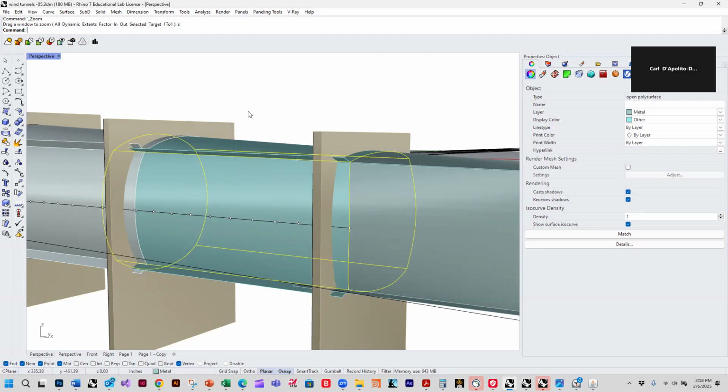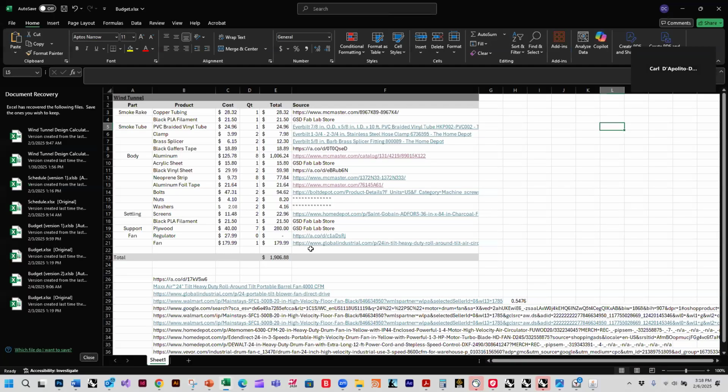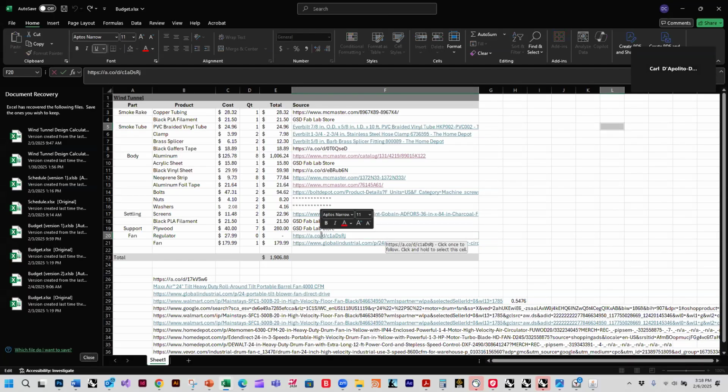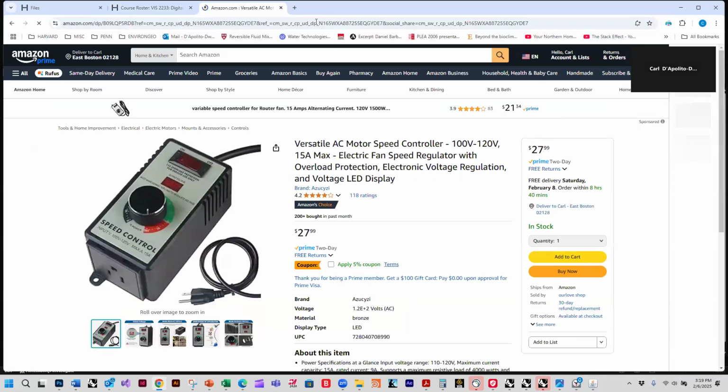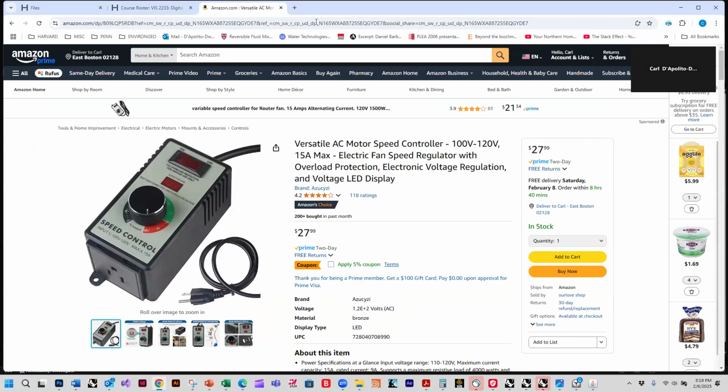Oh, the fan. I ordered a fan. Miles sent me, what's it called? Let's look at that for a second because it's fascinating. A regulator, okay, this thing, which you can plug in and regulate the power.